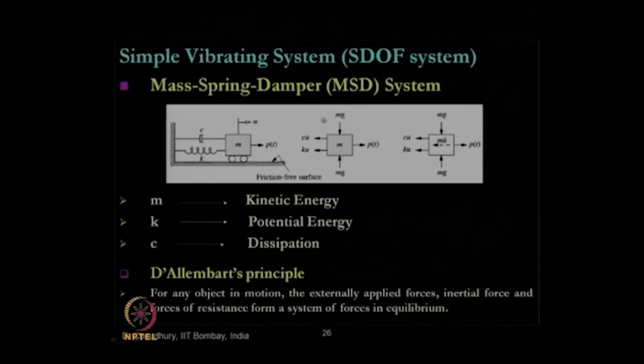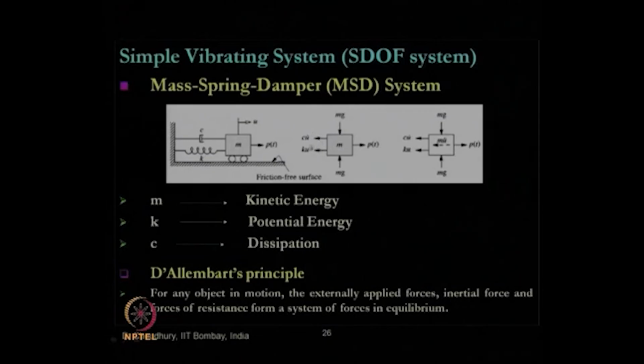We always use D'Alembert's principle to maintain the equilibrium of the state under the dynamic loading condition. It says that for any object which is in motion, the externally applied forces, say it is P of t here, the inertial force, it is m u double dot here, and the forces of resistance, that is C u dot and K u, because when this P of t is applied on the system, it tries to pull it in this direction at one instant, let us say. At that point, this damper force will try to keep it in the original position, and the spring force also will try to keep the system in the original position.